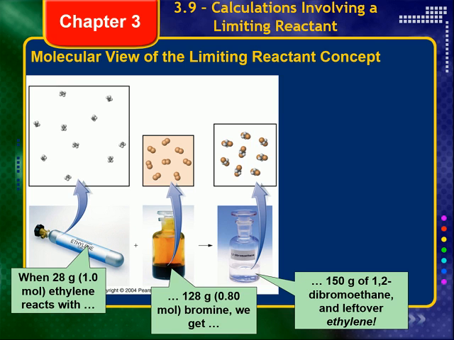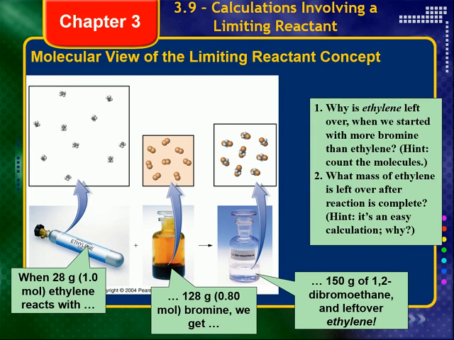But also leftover ethylene. We ask the question, why is ethylene left over when we started with more bromine than ethylene? Well, if we had more bromine, shouldn't we have leftover bromine? Here, we want to count the molecules. That's our hint. If we were actually going to do that, let's see, 1, 2, 3, 4, 5, 6, 7, 8, 9, 10 molecules represented here with ethylene. 1, 2, 3, 4, 5, 6, 7, 8 molecules represented here with bromine.